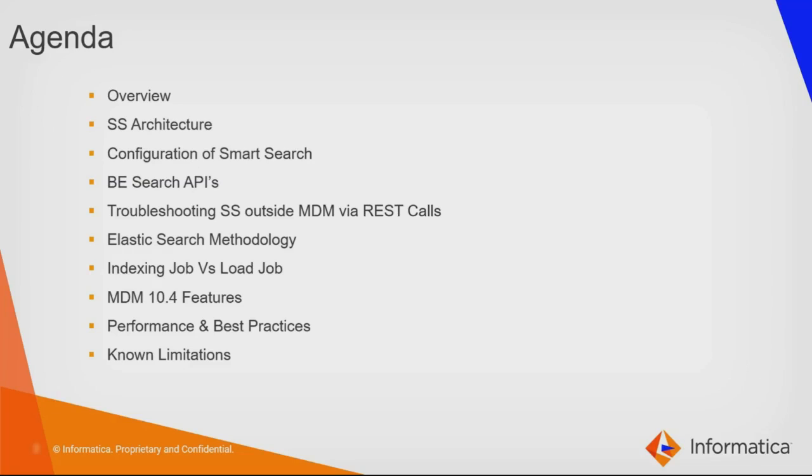Indexing job versus load job, where there are some scenarios in which we need to understand when to execute the initial indexing job or when the indexing is automatically taken care of by the MDM. What are the new MDM 10.4 features which have been brought in? Lastly, what are the performance considerations, best practices, and known limitations related to Smart Search?